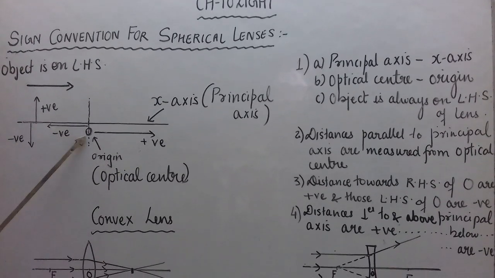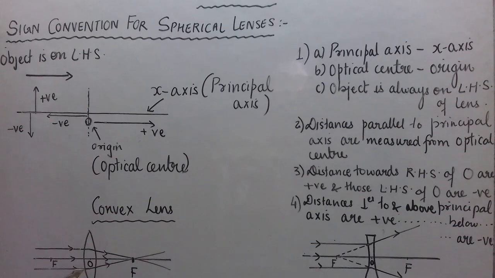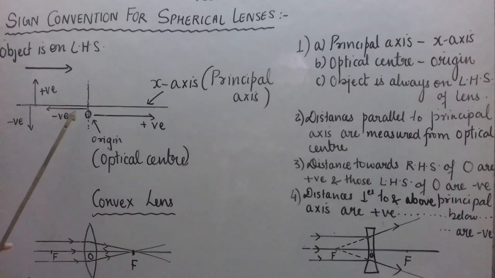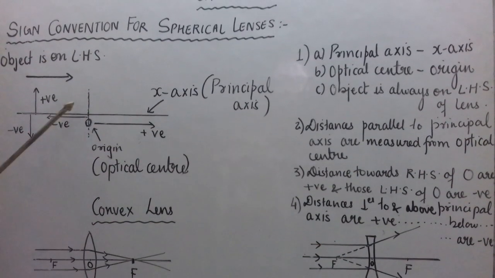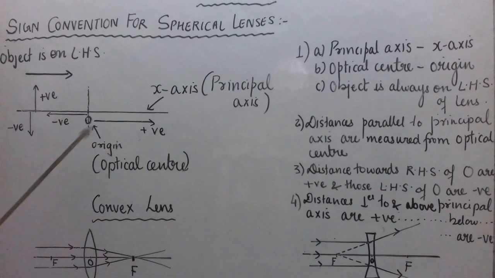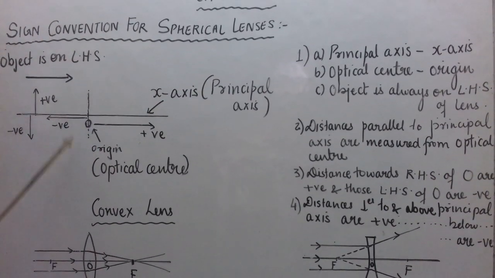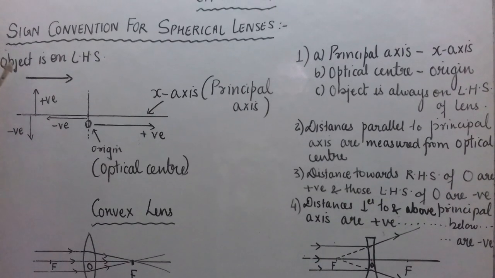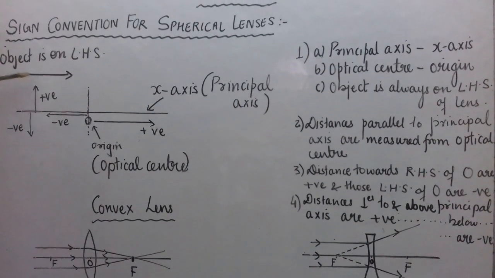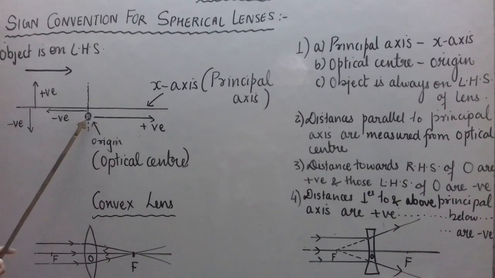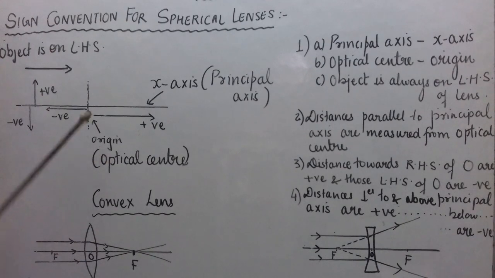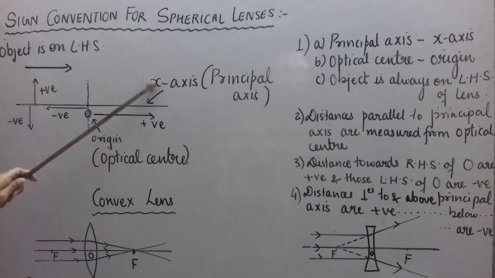Now here, if O represents optical center of a lens, like in this case or in that case, and let us say this is the principal axis of the lens, then our first point of the sign convention should be that object is always placed on the left hand side of the lens. It means direction of incident light will be from left towards right, and optical center O of the lens is taken as origin and the principal axis is taken as x-axis.